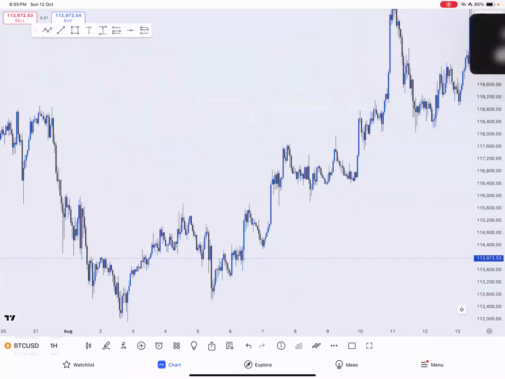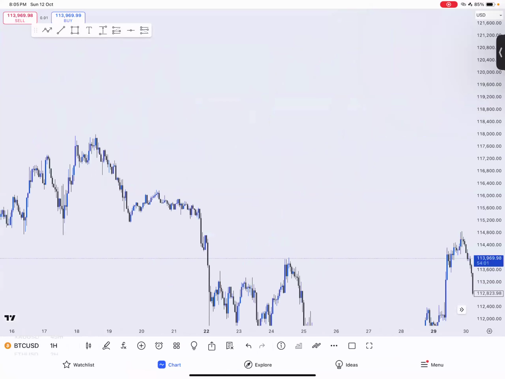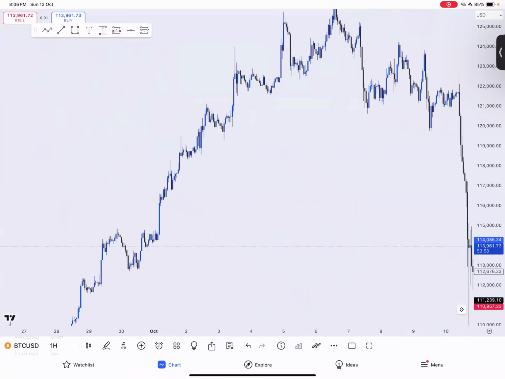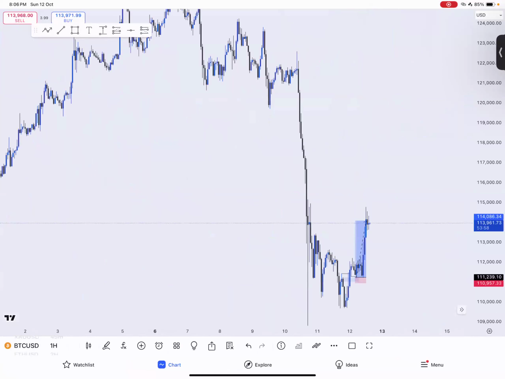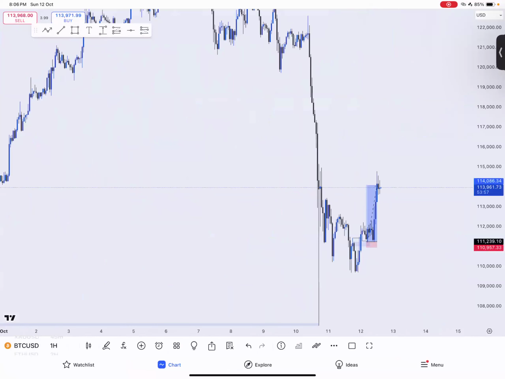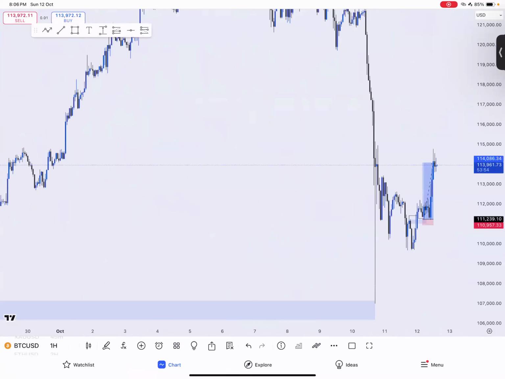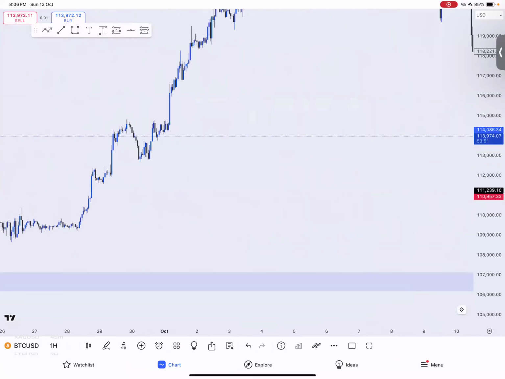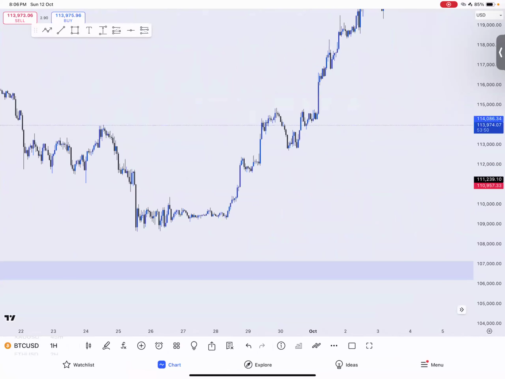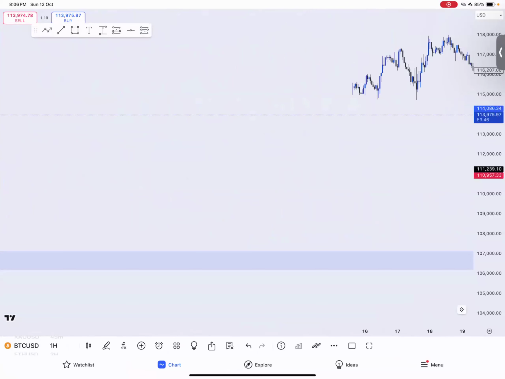All right. So in this class, we're moving on to how you combine everything, getting your structure shift or your double break of structure, depending on whether you're looking for reversals or whether you're looking for continuations.